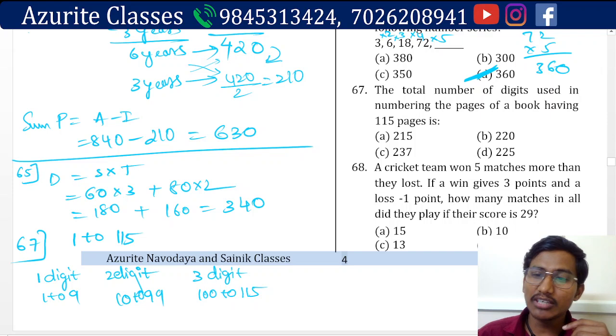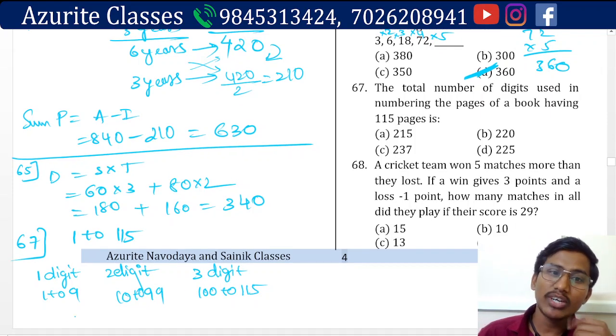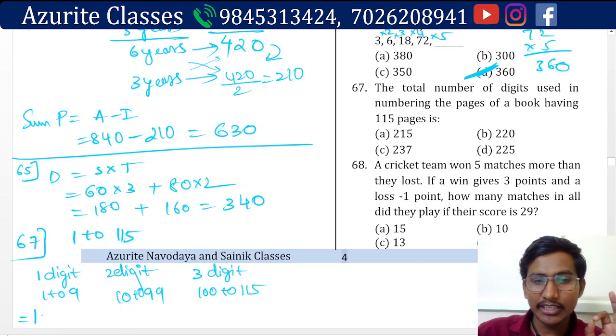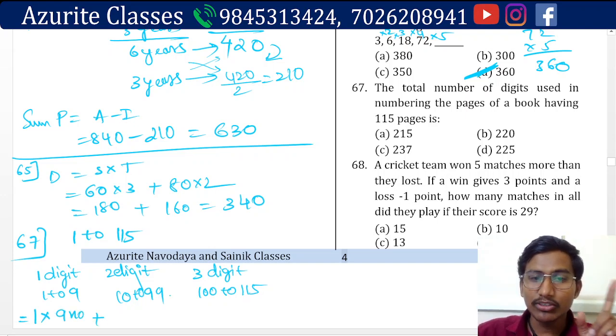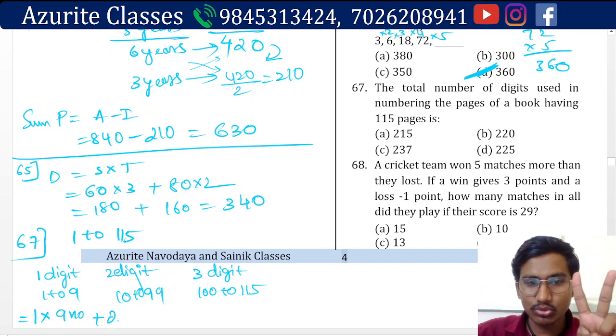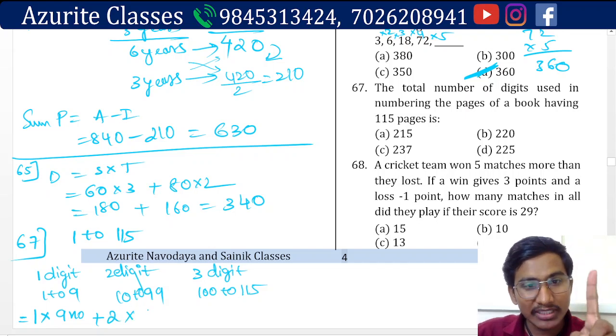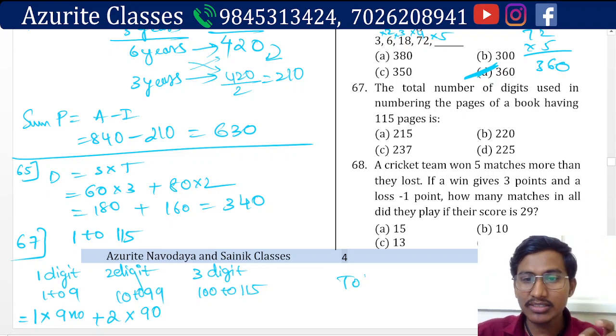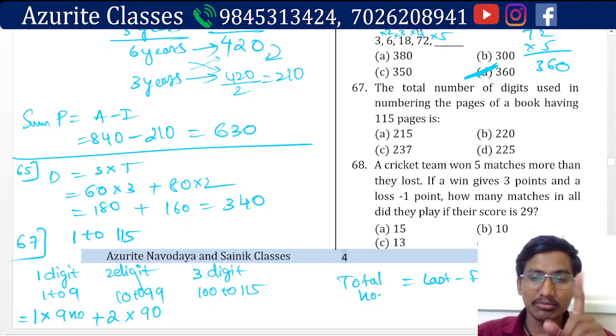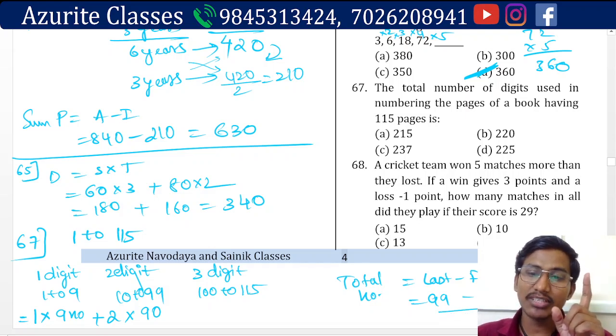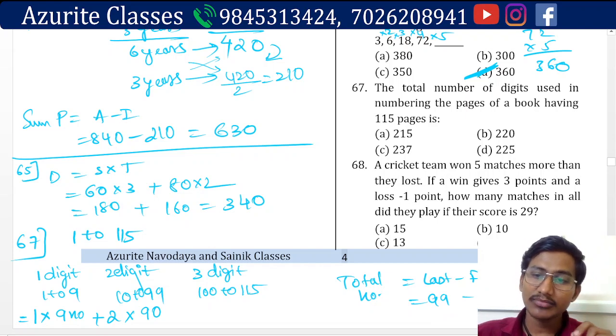So how many numbers in total? From 1 to 9 there are one digit numbers, that is 9 numbers. Then 10 to 99 are two digit numbers, and there will be 90 numbers. How to find the total numbers? The formula is last minus first plus 1. Remember this. The last number is 99, the first number is 10, plus 1. So 99 minus 10 is 89, 89 plus 1 is 90. So 90 will be the answer.